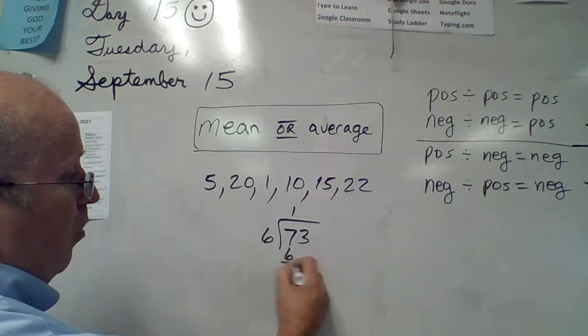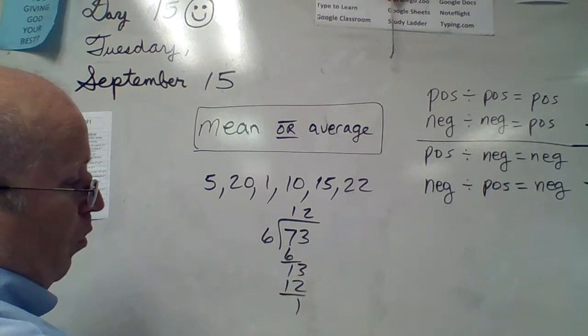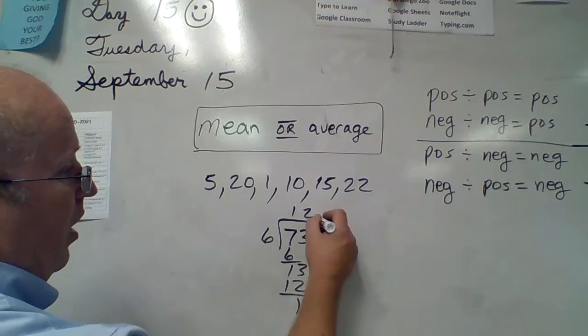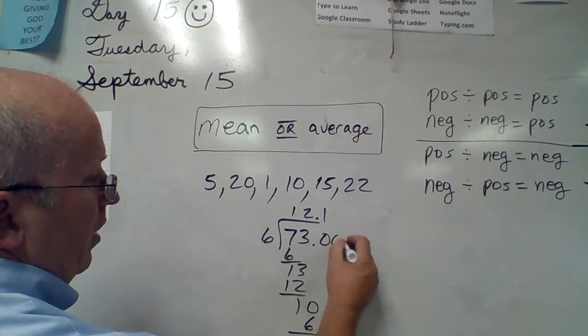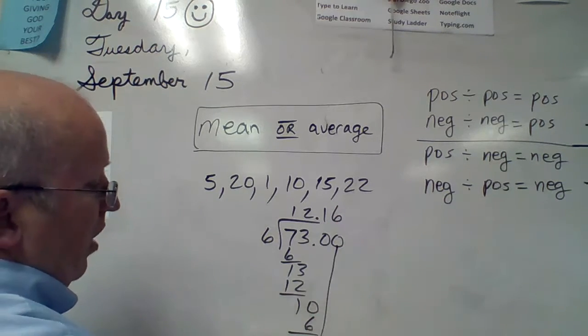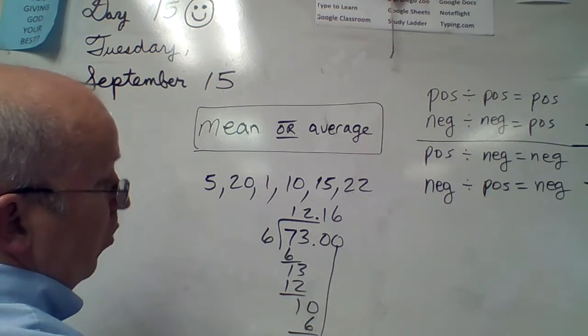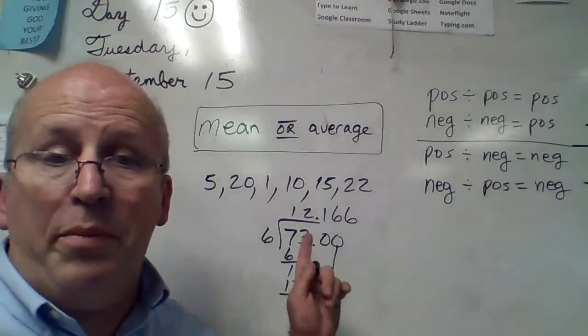6 goes into 7 one time. It goes into 13 two times with a remainder of 1. Let's bring down a 0. It goes into 10 one time. And it goes into 40 6 times. And it goes into 40 another 6 times. Oh, that looks like it's going to repeat, doesn't it?